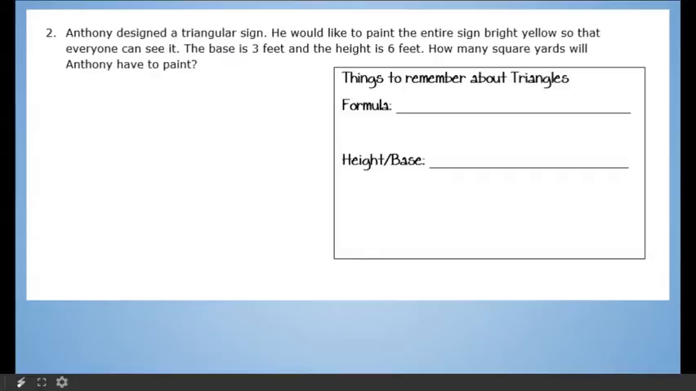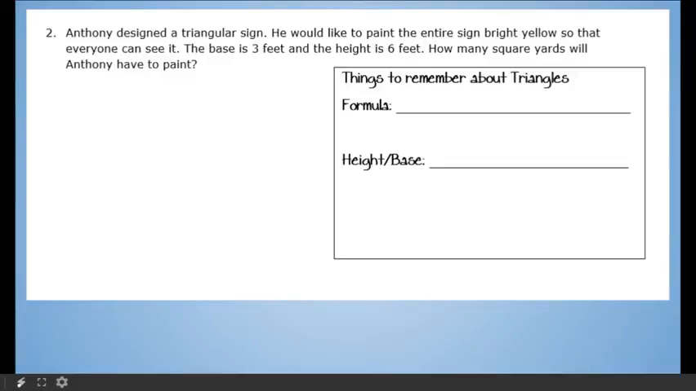All right, next problem. In your journal, write down number 2. I'm going to read the story for us. It says, Anthony designed a triangular sign. He would like to paint the entire sign bright yellow so that everyone can see it. The base is 3 feet and the height is 6 feet. How many square yards will Anthony have to paint?